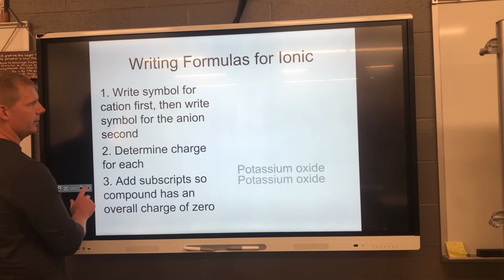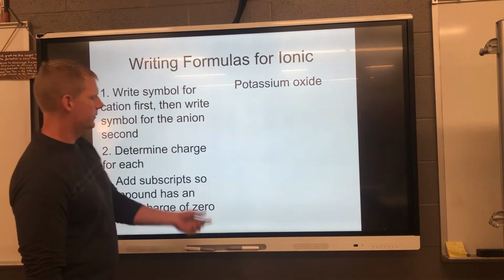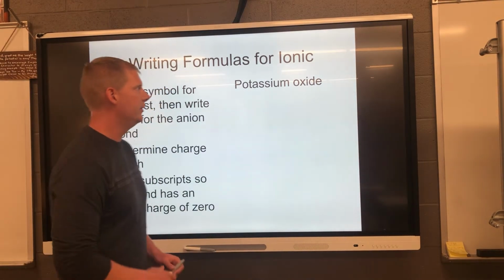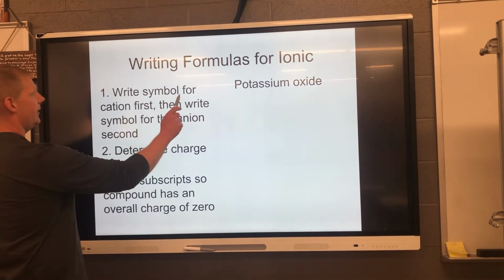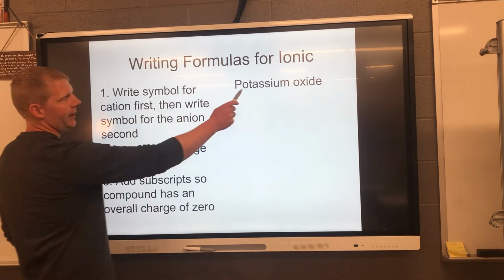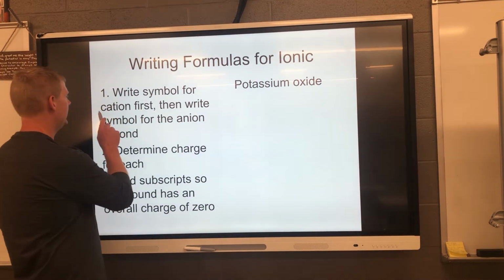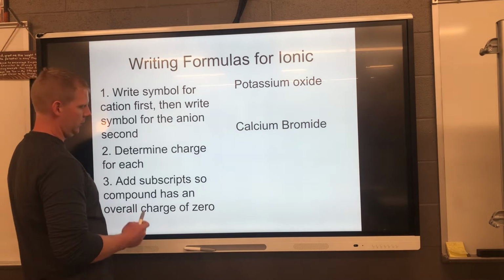So if I have the example here. All right, so let's say this is the first example we're going to do, potassium oxide. So write the symbol for the cation first. A cation is a positive ion.